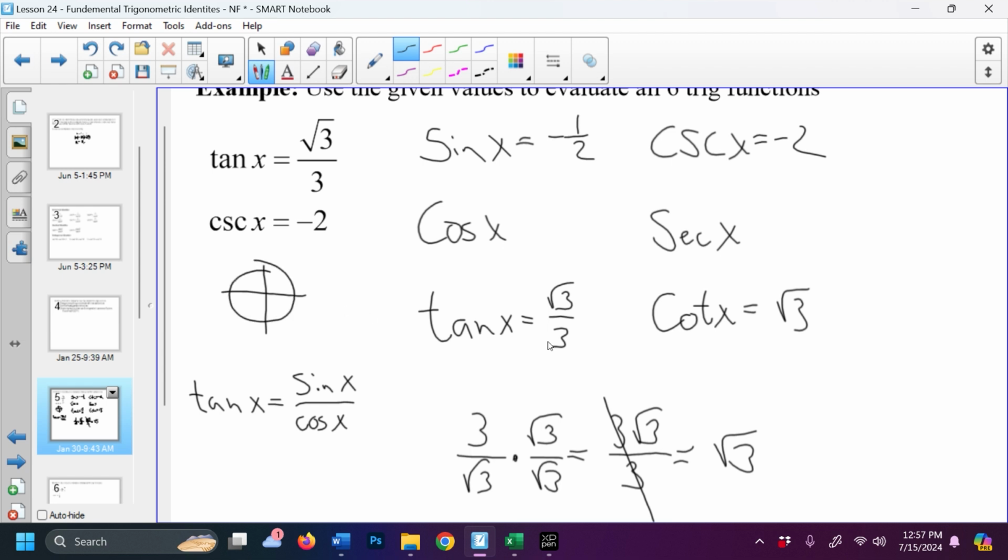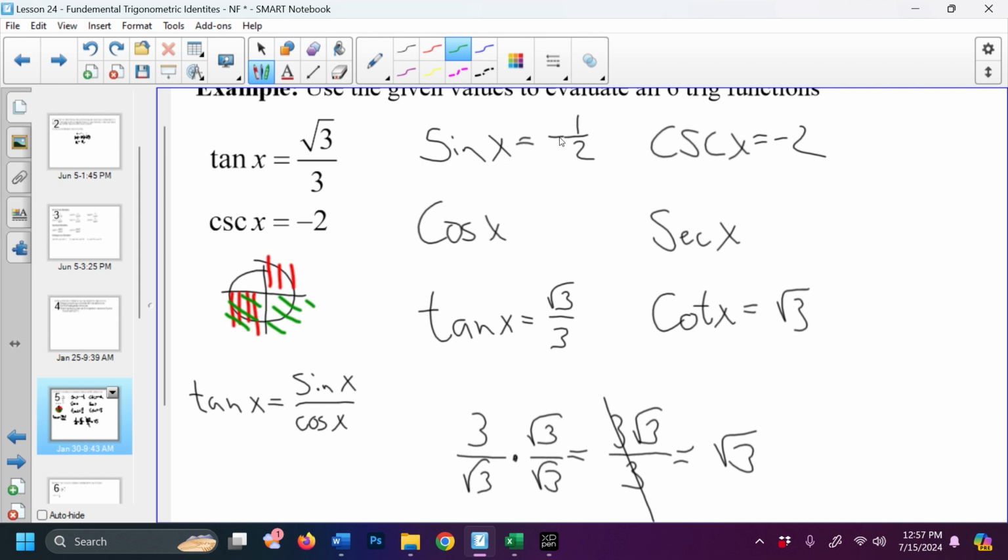All right, so think about this. I know that my tangent is positive. So sine over cosine has to be positive, meaning that both sine x and cosine x are either positive or both negative. And so for the tangent to be positive, I can only be in this quadrant or in this quadrant. All right, now if sine is negative, it can only be in this quadrant here or this quadrant here. So I know for a fact that I have to be in the third quadrant.